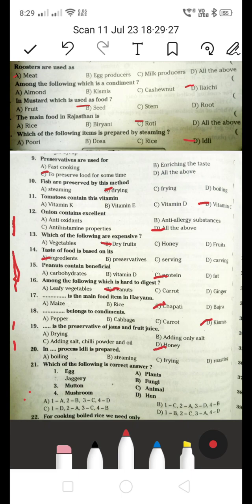Next, in dash process idli is prepared by boiling, steaming, frying, or roasting. Which is the process we prepare idli? It's steaming, I already told you. By this process we prepare idli.